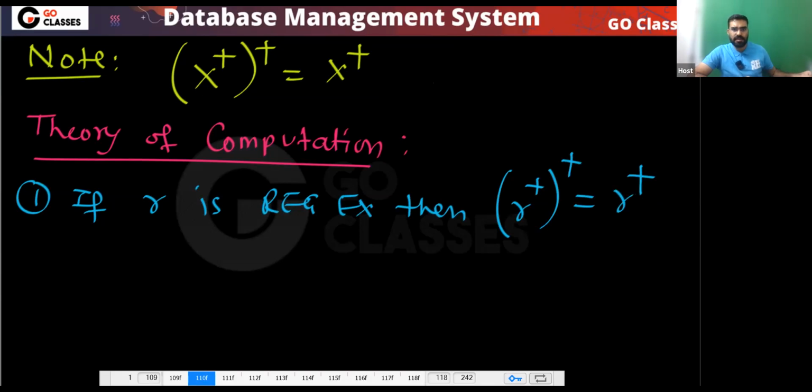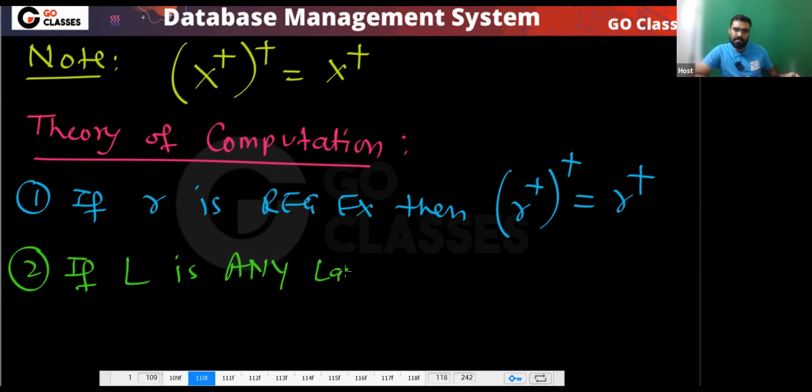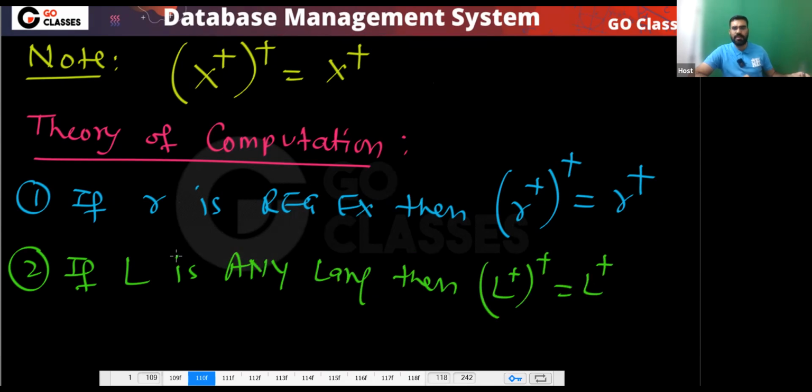Correct? Yes or no? This property we have already seen in the theory of computation. We have also seen that if L is any language, then L plus whole plus is equal to L plus. These things we have seen. What is the difference between the first result and the second result?